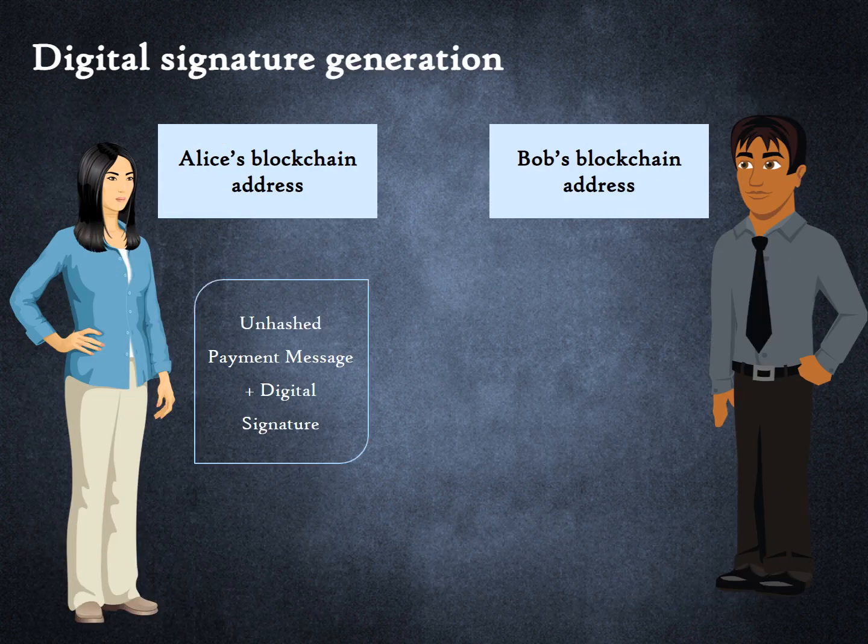Let us go back to Alice and Bob. Alice creates a payment message and attaches the digital signature to it. She can do this offline. But if she wants the value of Bitcoin to be transferred to Bob, she must broadcast the payment message to the blockchain network. She broadcasts two pieces of information. The unhashed version of the payment message. The digital signature, which as we learnt is a combination of two numbers, R and S.